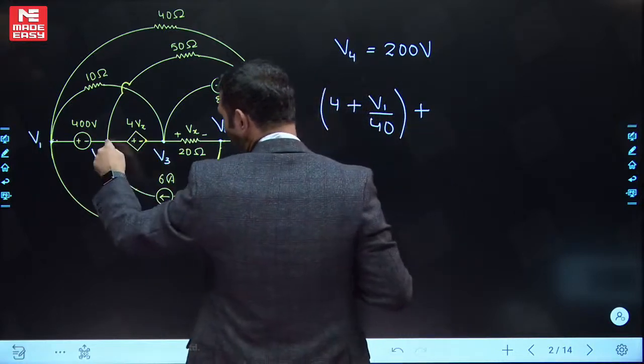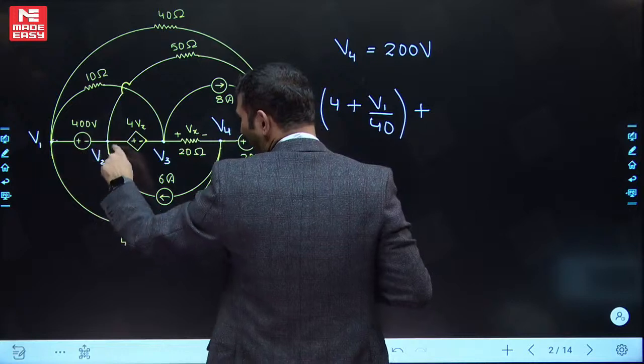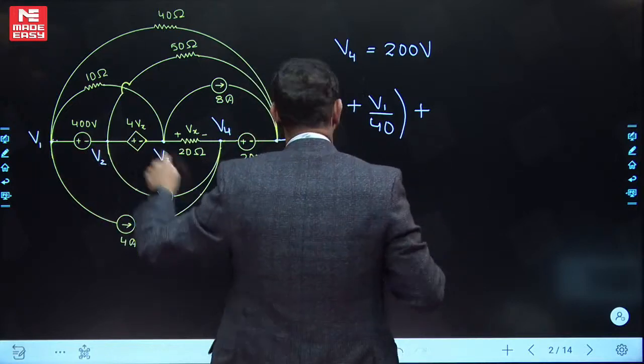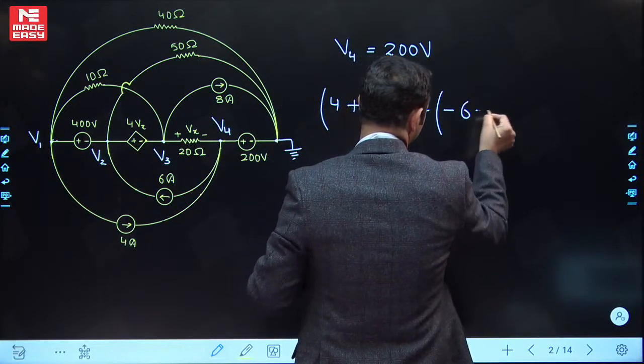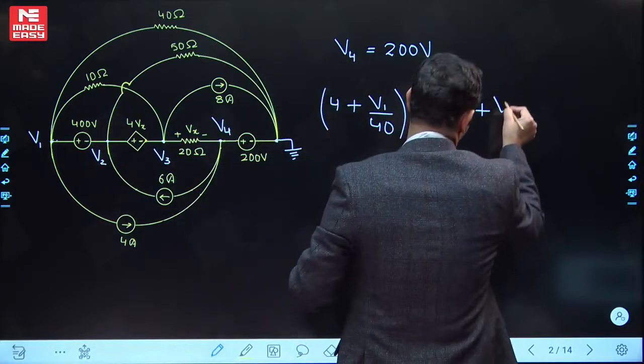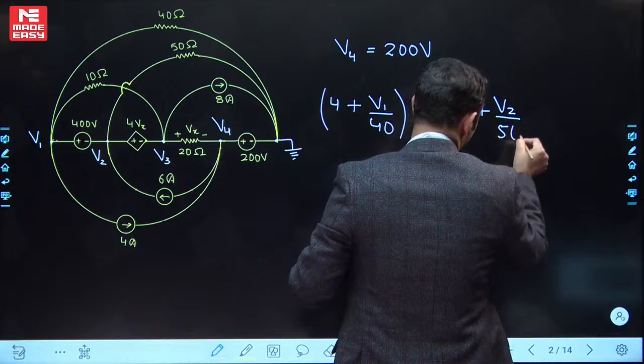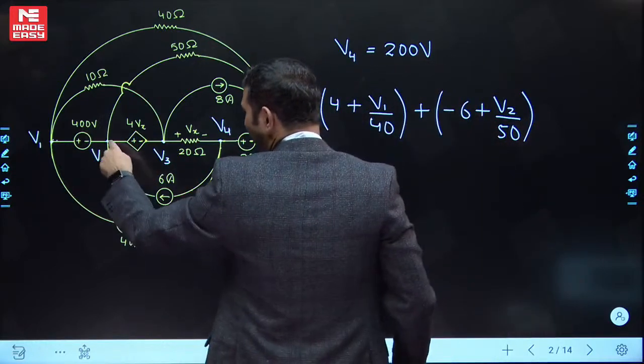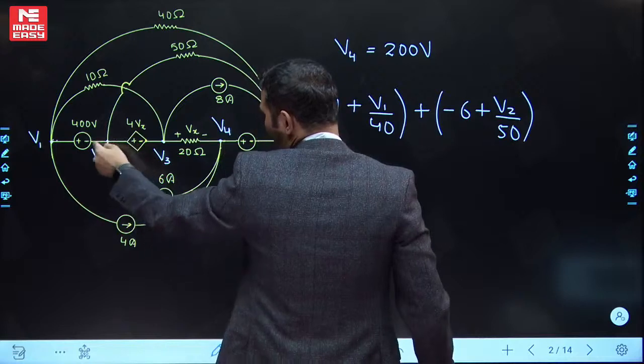Let's move to node 2. For this branch I will not write. For this incoming, so minus 6, plus outgoing V2 by 50. So I have taken care of this one, these two we won't be writing.